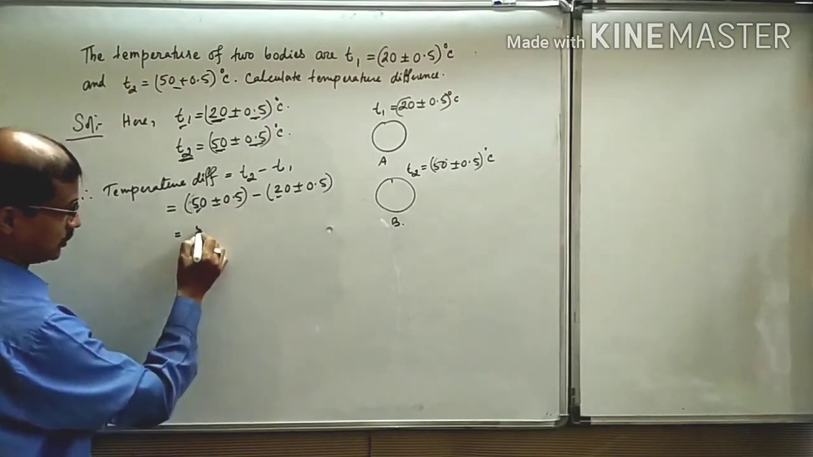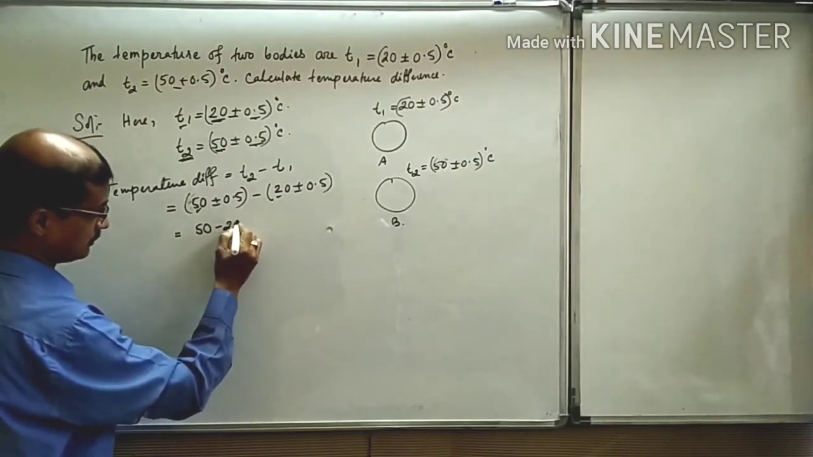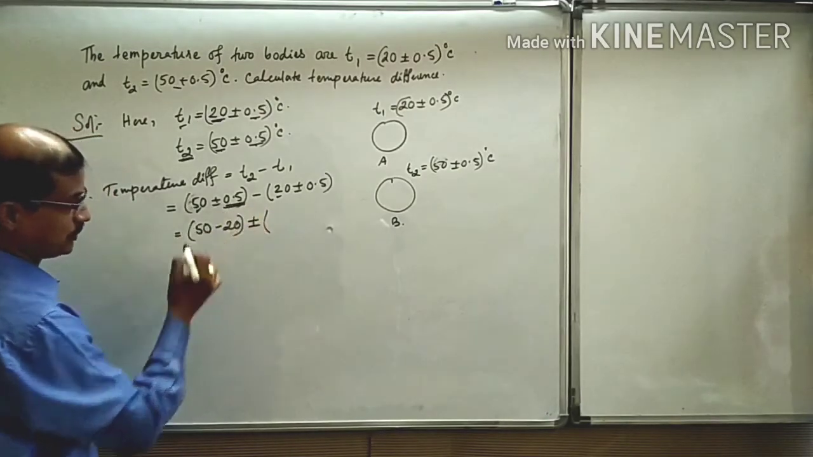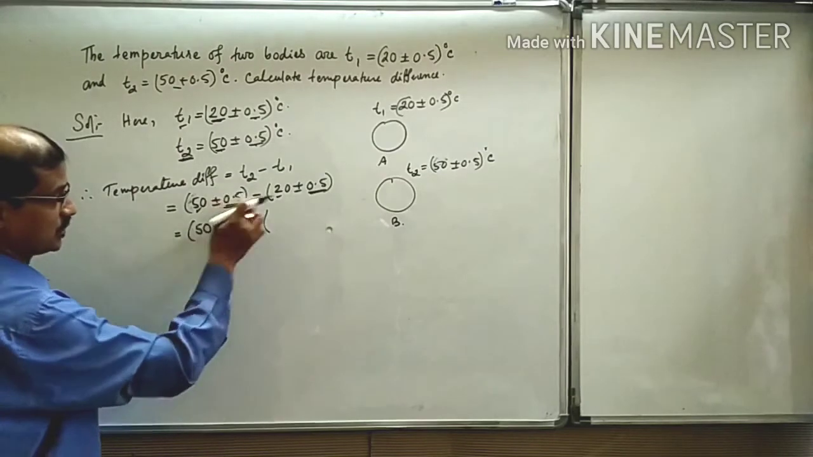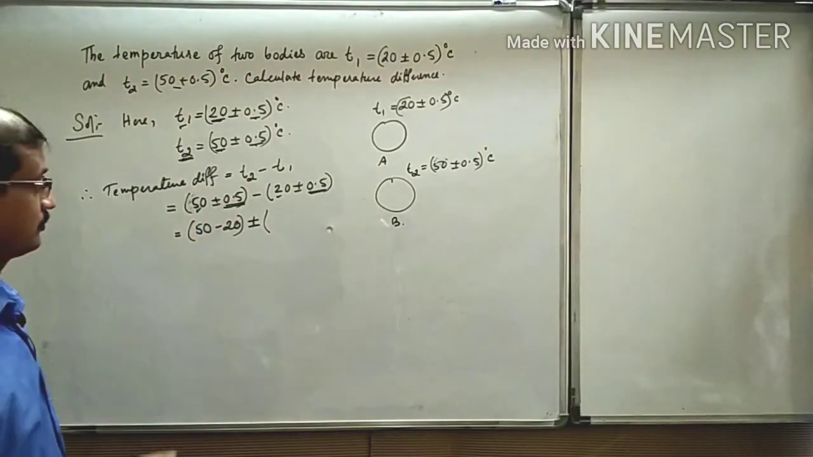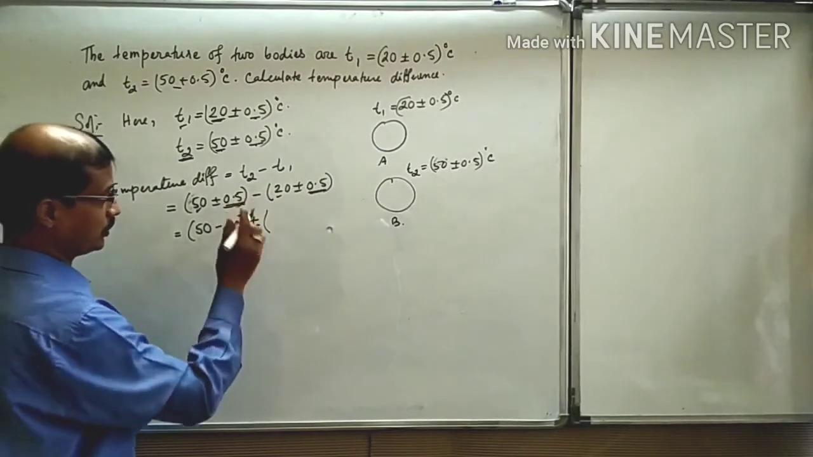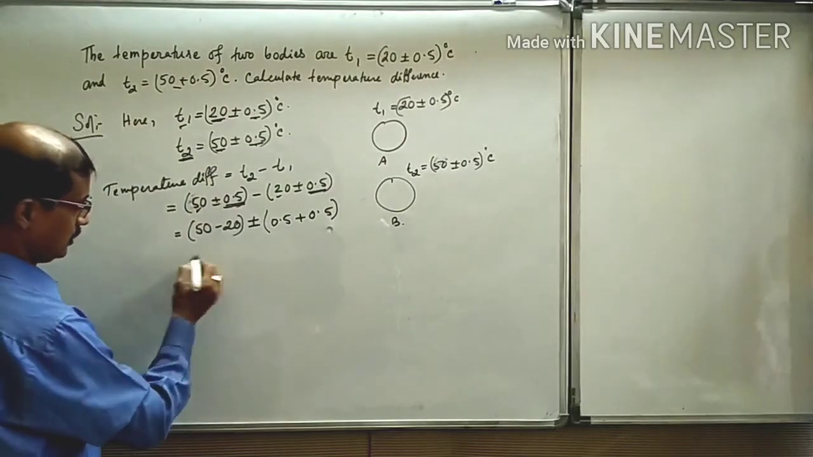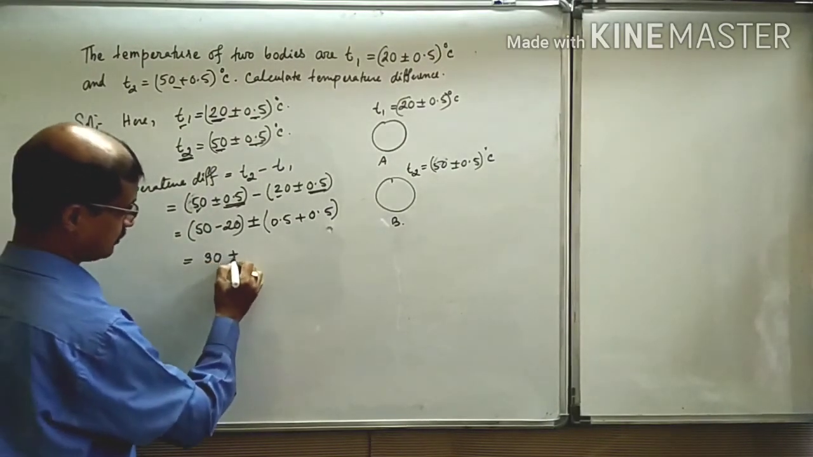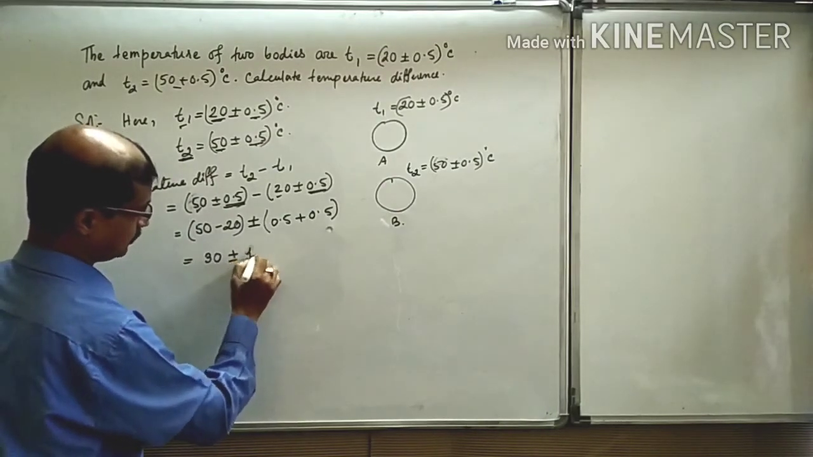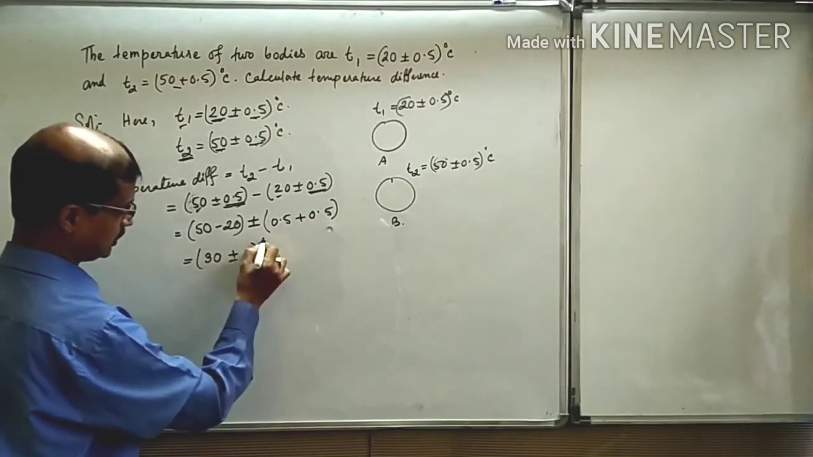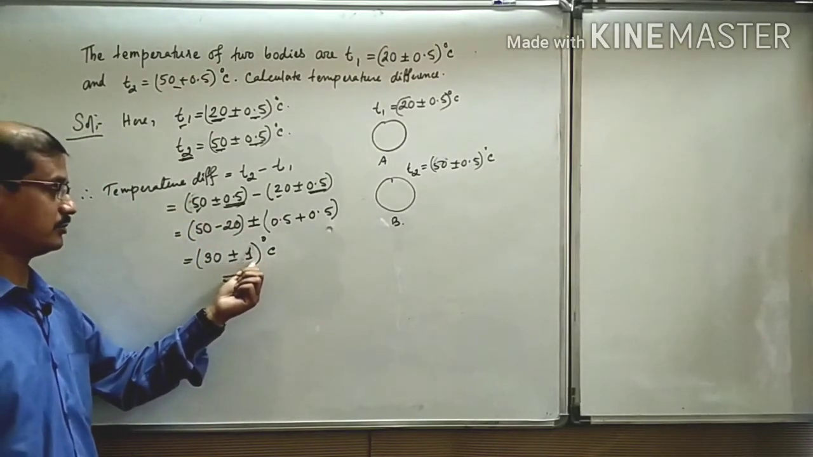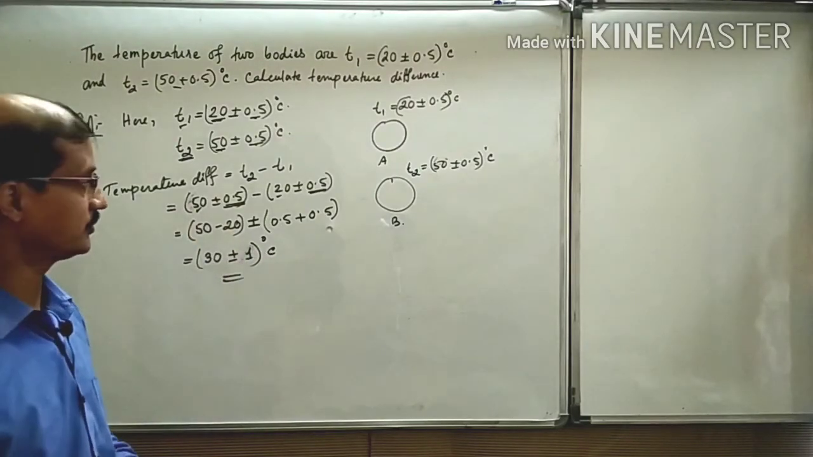When subtracting, we subtract actual value from actual value, so 50 minus 20. The absolute errors are 0.5 and 0.5. Do we add or subtract them? According to the rule, we have to add, so 0.5 plus 0.5 equals 1. We get 30 plus minus 1 degree Celsius. So this is the final answer: 30 plus minus 1 degree Celsius.